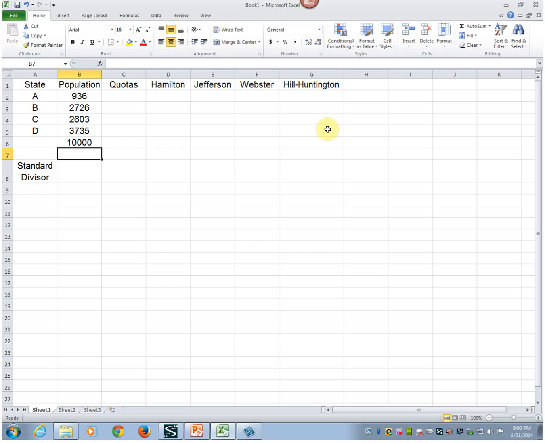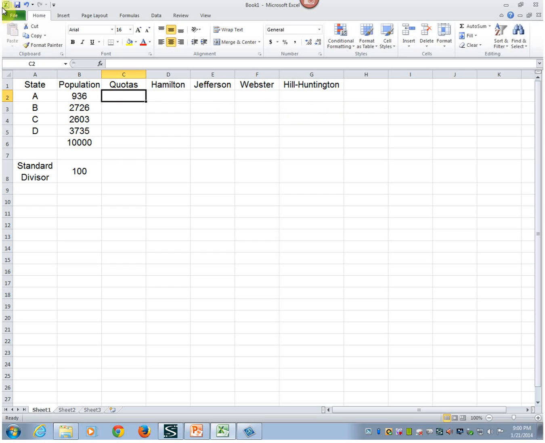Now, if you remember, this particular country had 100 seats that they were going to apportion. So to find our standard divisor, I'm going to say equals, and our sum of our population is located in cell B6, so I'm going to type B6, divided by 100, since that's how many seats I'm trying to give out, and there's my standard divisor.